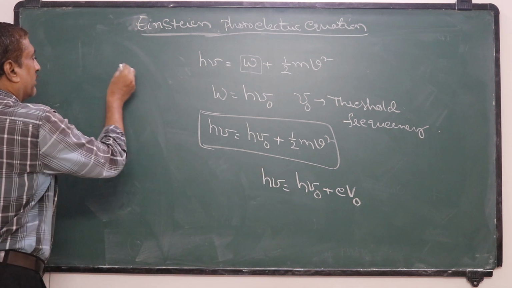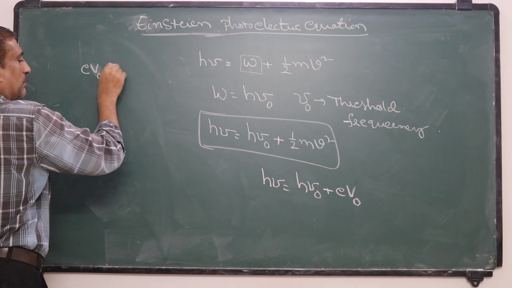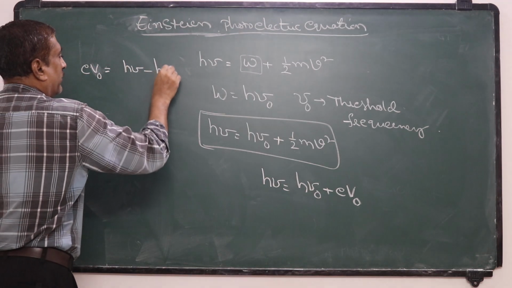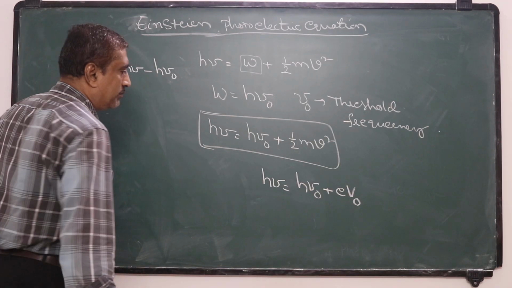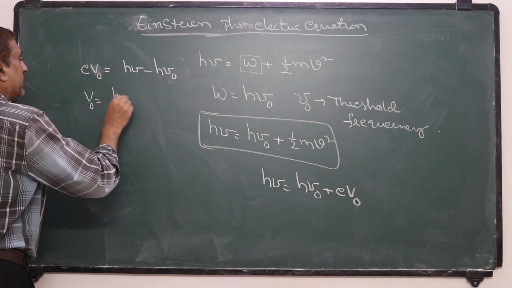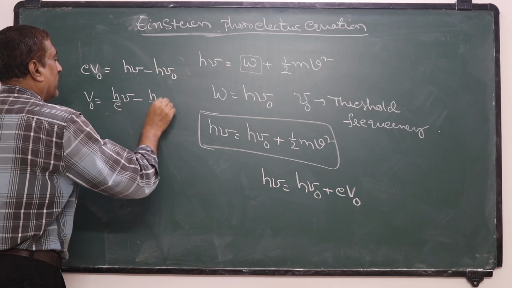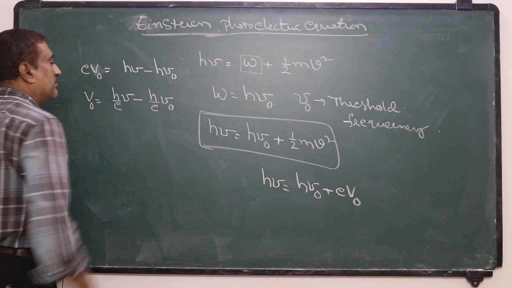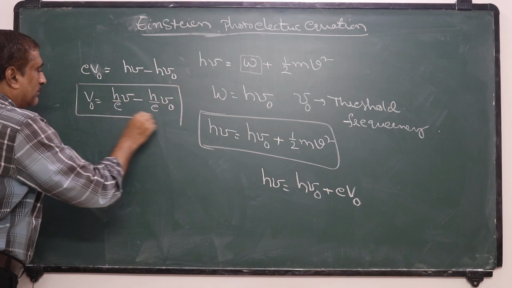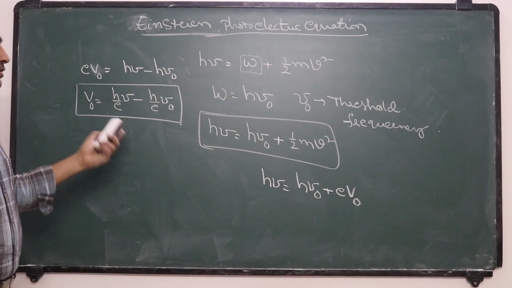Now that equation can be written as eV0 = hν − hν0. So V0 = (h/e)ν − (h/e)ν0. This is also the Einstein equation.